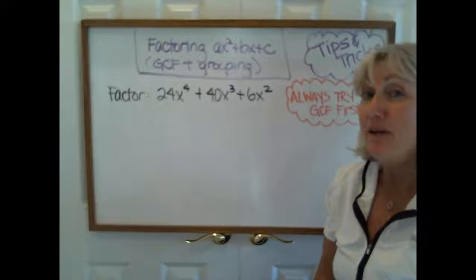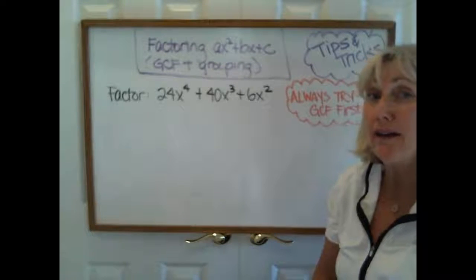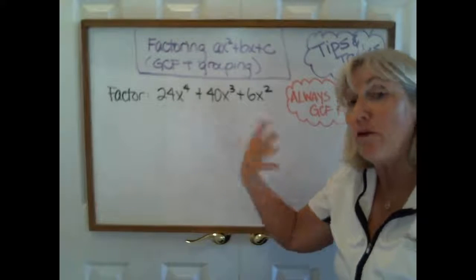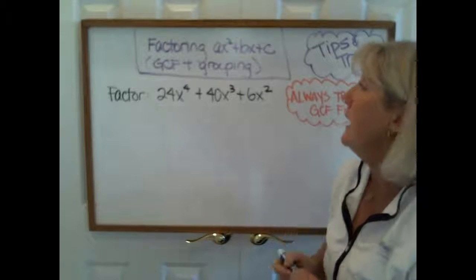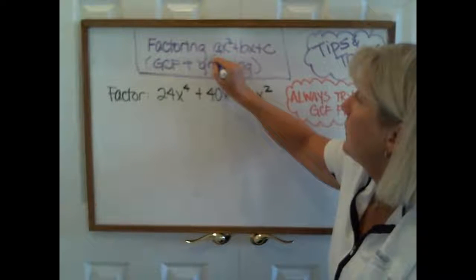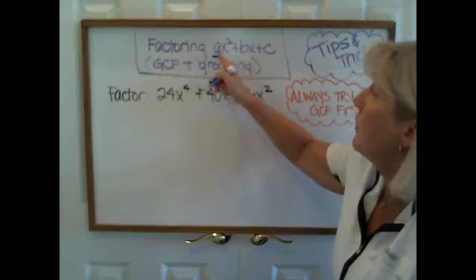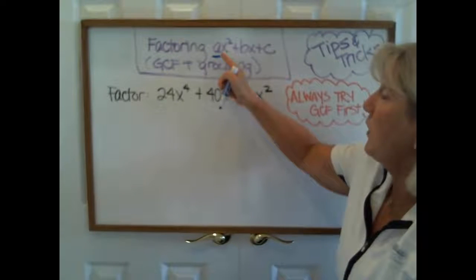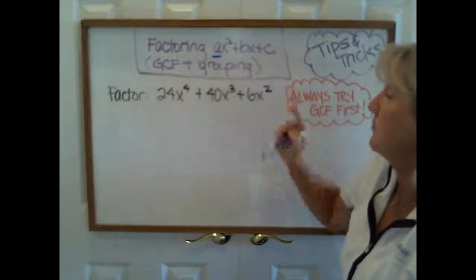Okay, now things get a little bit more complicated. So I'm going to go over this. You can rewatch it. You can stop it. Anyway, what we're going to be doing now is factoring the trinomial with a coefficient in front. And we want it in the form ax squared plus bx plus c.